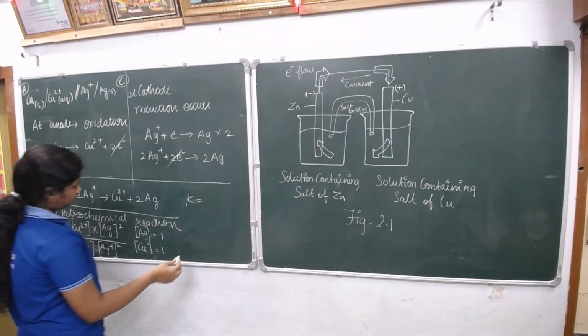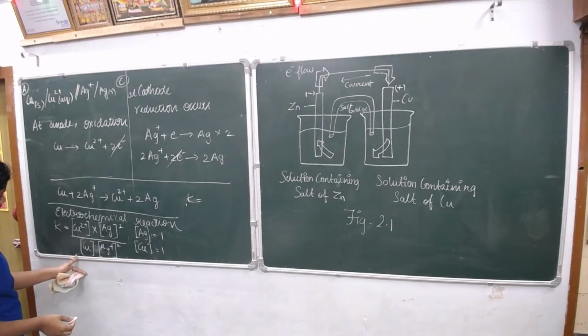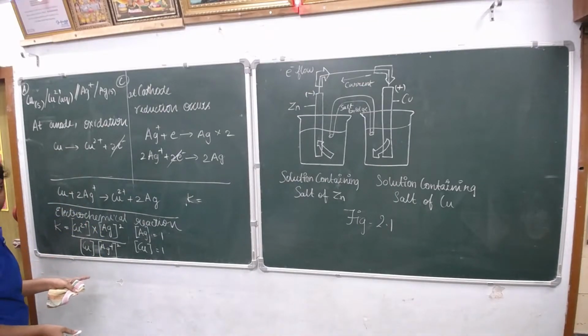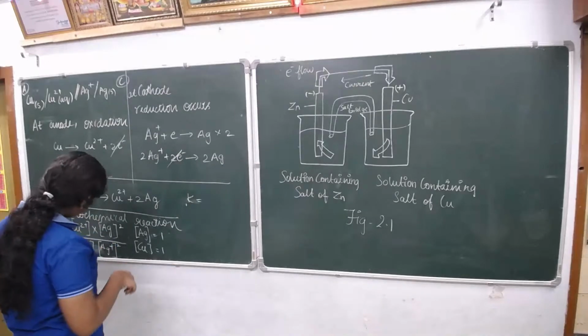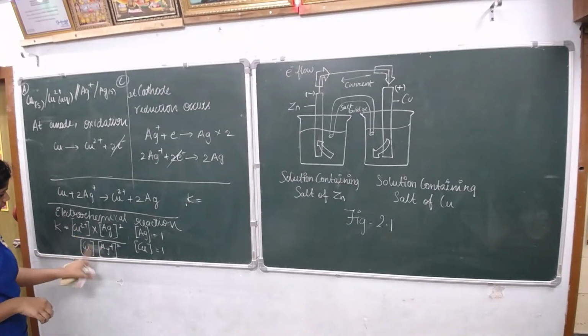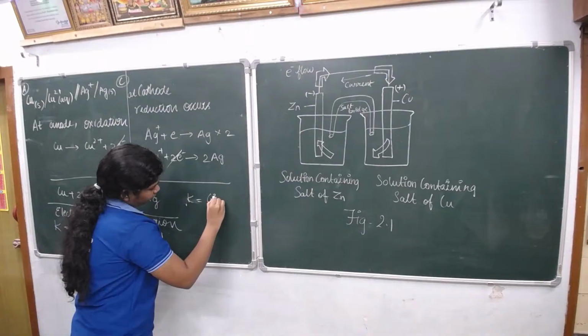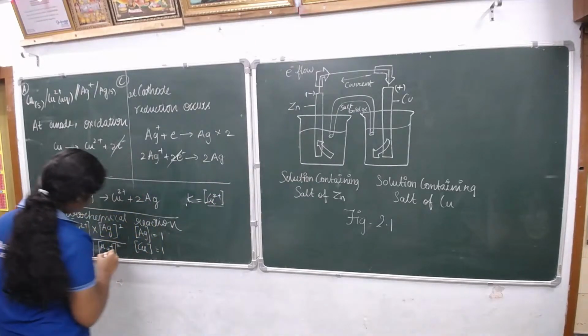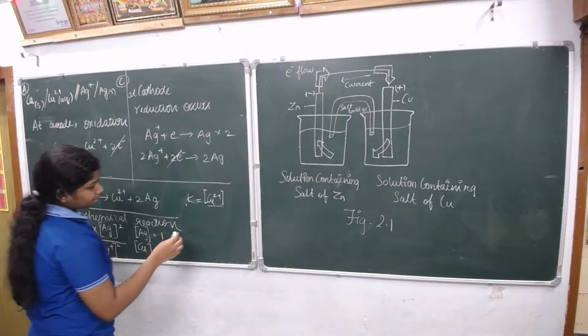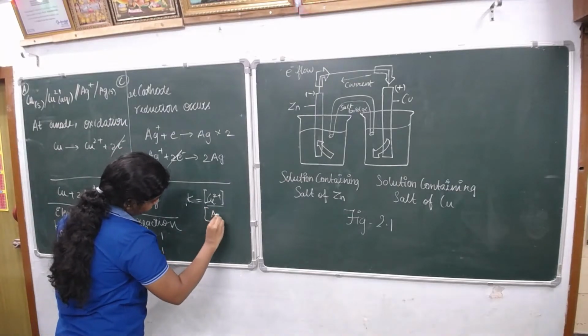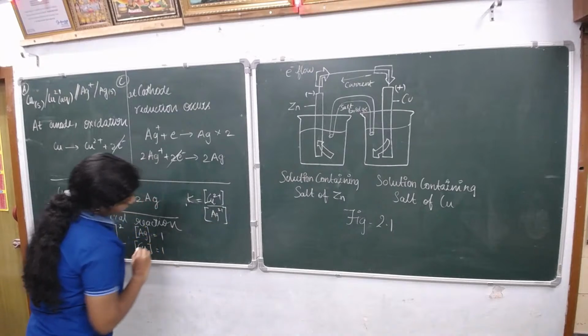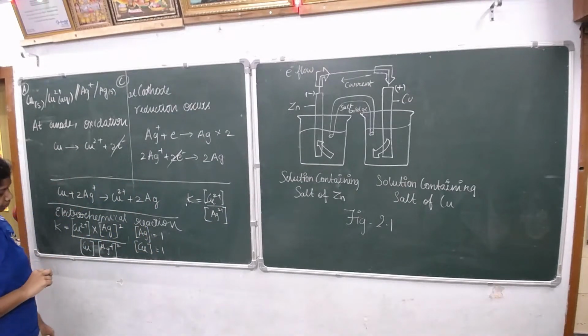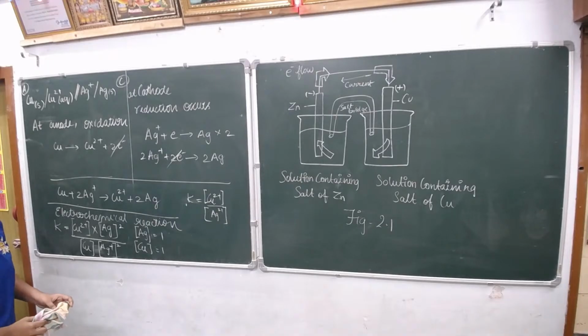Cu2 plus concentration divided by, substitute, what will you get? Cu2 plus will be there, no? Put Cu2 plus in brackets, and then divided by Ag plus squared. Is it clear? So this is the equilibrium constant for this reaction. And can you write down the cell EMF equation, the Nernst equation, for this?